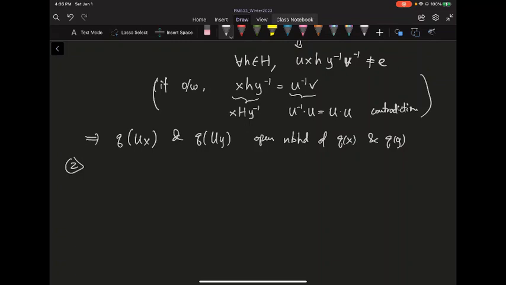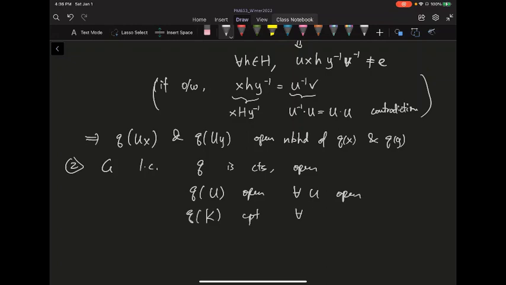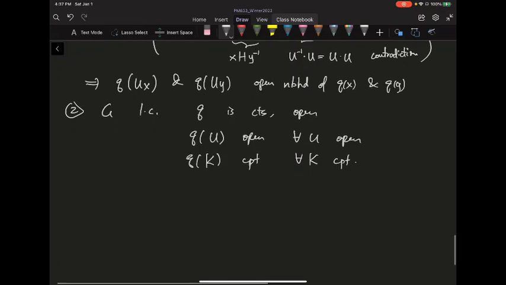So if G is locally compact, then because my Q is continuous and open, I have Q of U is open for every U open, and Q of K is compact for every K compact. Okay, so clearly its image is going to be locally compact. This is kind of trivial.